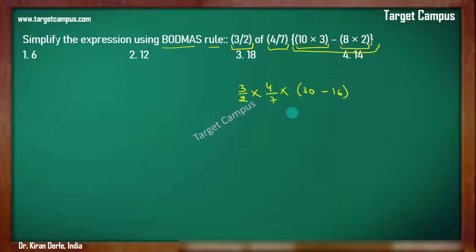So this is 3 by 2 of 4 by 7 of this bracket, right? So solve this bracket first now. So this is 3 by 2 into 4 by 7 into 14, right? So 7, 2 gets cancelled, you are remaining with 12. That will be your answer, right? Very basic stuff, but try to understand, try not to deviate from your basics. Fine.